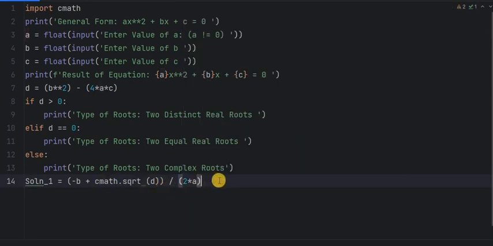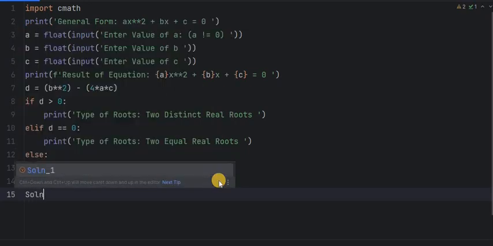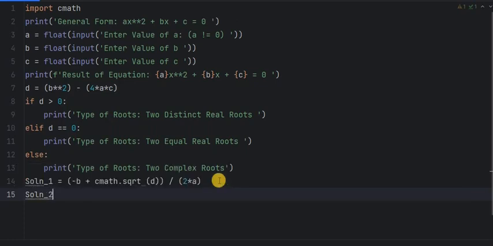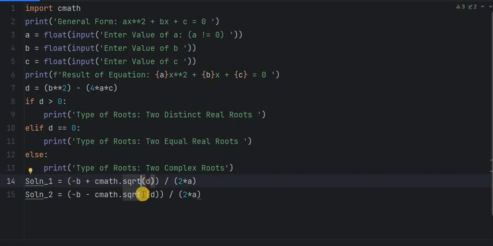So the next thing is, when we have the second solution, we have solution 2. And this is equals to, let's just copy this. So what are we going to change? We're going to change this to negative. All these spaces, let's just try and remove them.